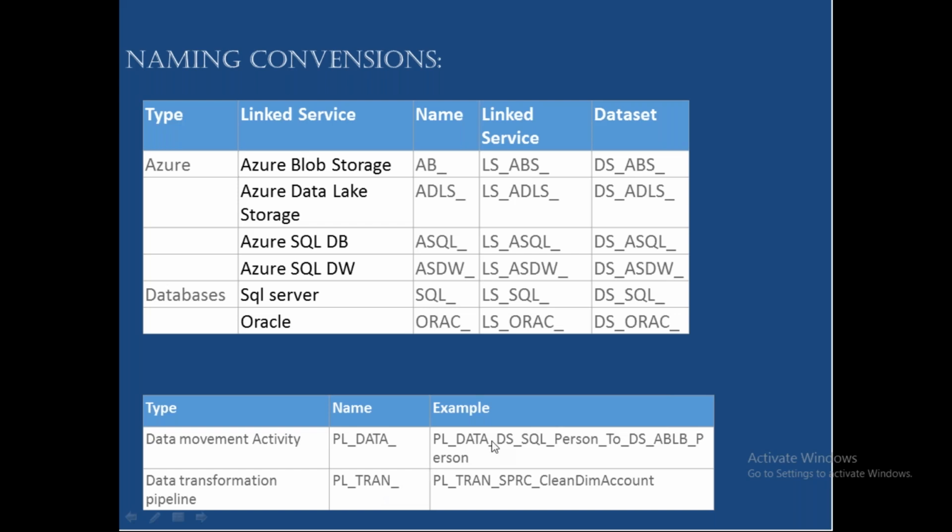Okay, so after saying data, PL underscore data movement, from where to where. Here you can see DS data set for SQL person. So in this SQL database, the person table data, I have created a data set for the Azure Blob Storage. In Azure Blob Storage, I am loading it as a person folder or something. You need to give something like this naming convention for your pipeline, for your linked service, for your data sets.